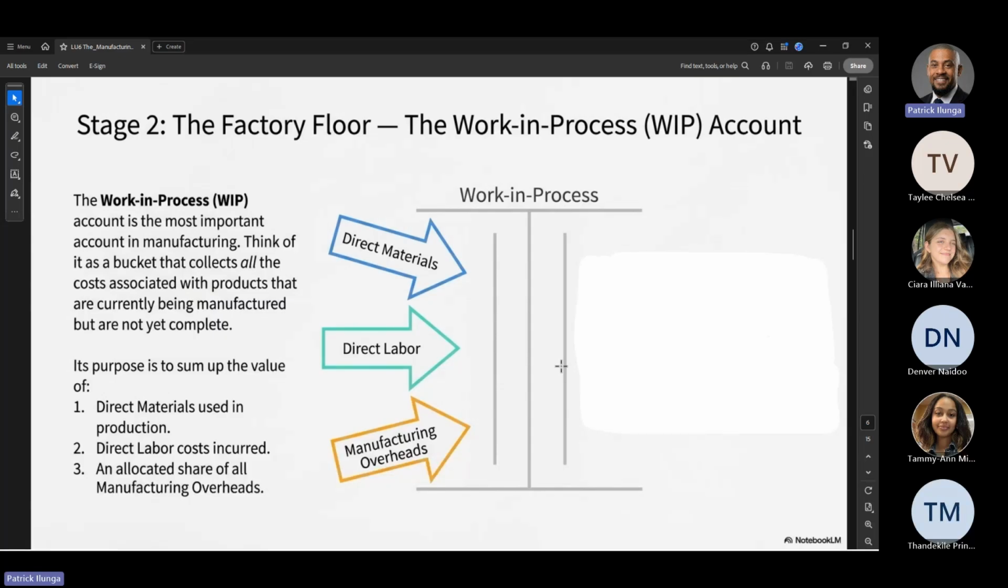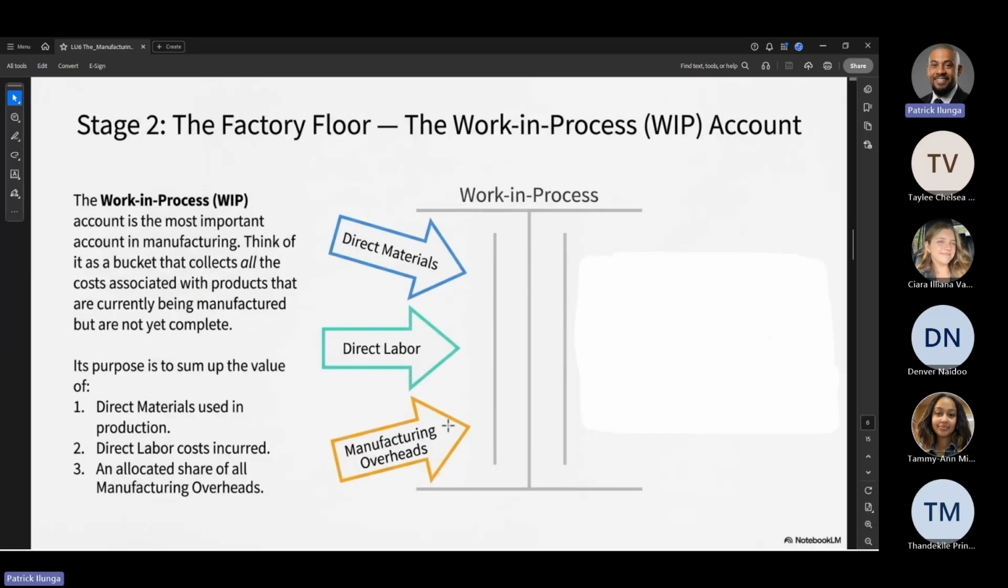So stage two, right? Now we are talking about the main account. It is the main man, if you want. I sometimes use these simple terms to remind myself what I'm talking about. In manufacturing, the main man is the work in process. It's where the actual work is happening. What is happening there is that we have the direct material, direct labor, and manufacturing overhead that are going to be the input.